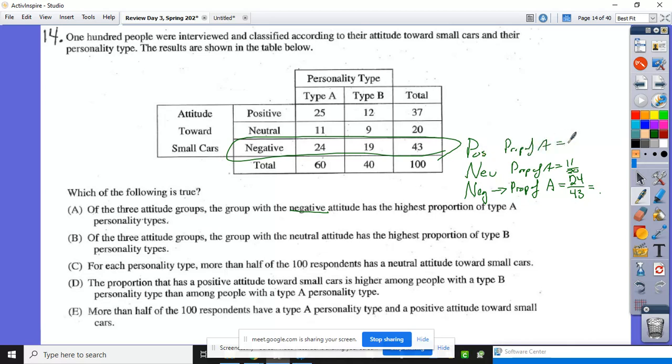It's easier for me to deal with these in percents. I don't care if I tell you what they are, as long as you're following with me how to get them. This one's like 55.8%. This one's 55%. This one is 67.6%. So is negative of the 3 has the highest of type A? No. What kind of probability is that called?